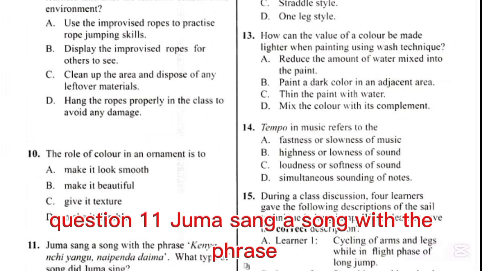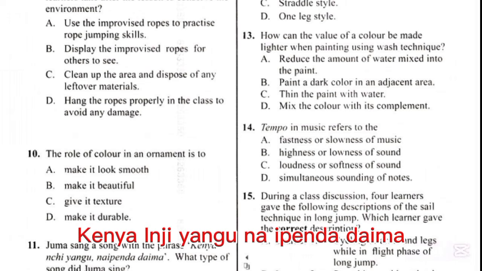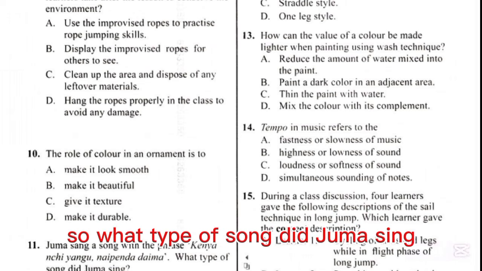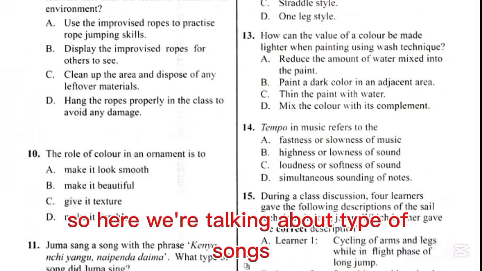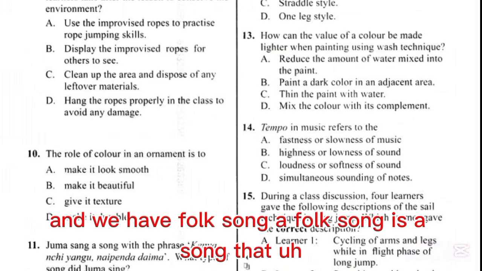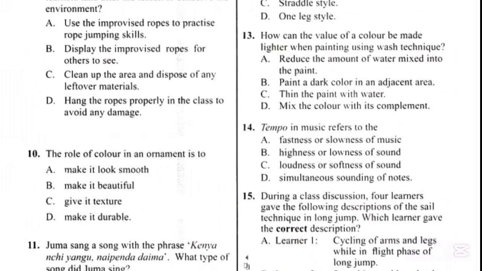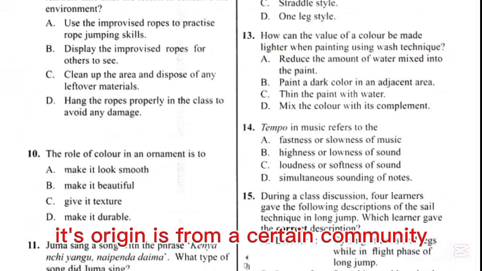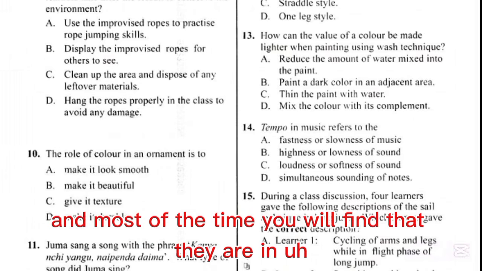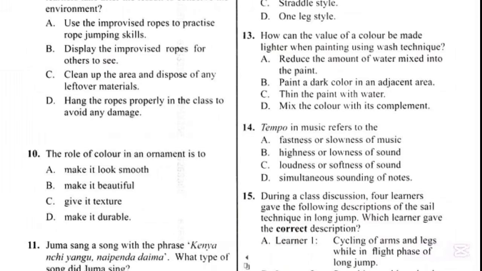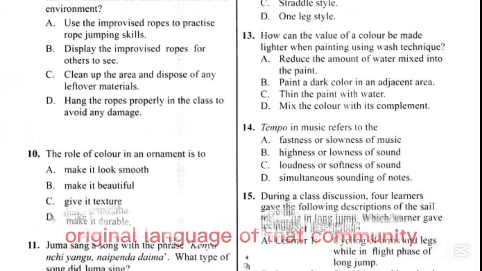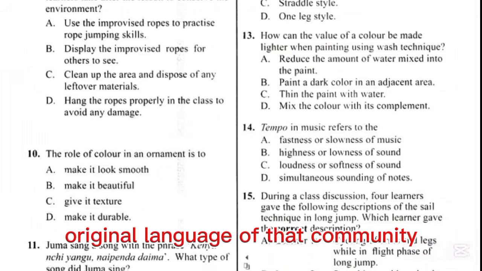Question 11. Juma sang a song with the phrase Kenya nchi yangu naipenda daima. So what type of song did Juma sing? Here we're talking about types of songs. And we have folk song. A folk song is a song whose origin is from a certain community, and most of the time you will find that they are usually in the original language of that community.